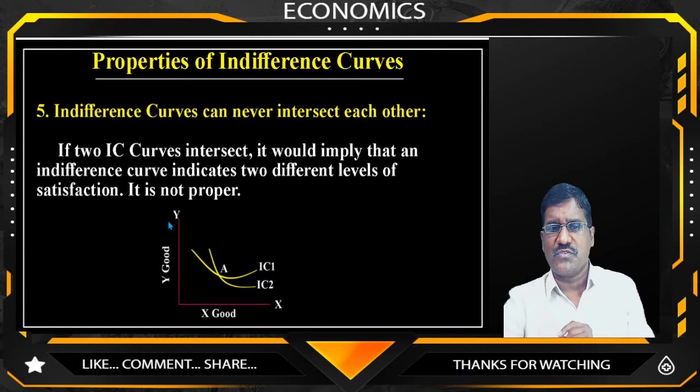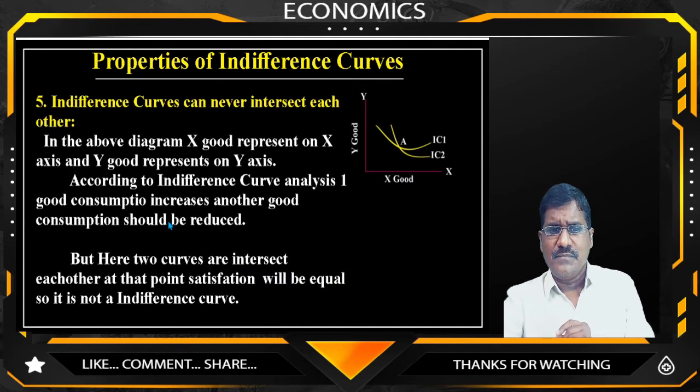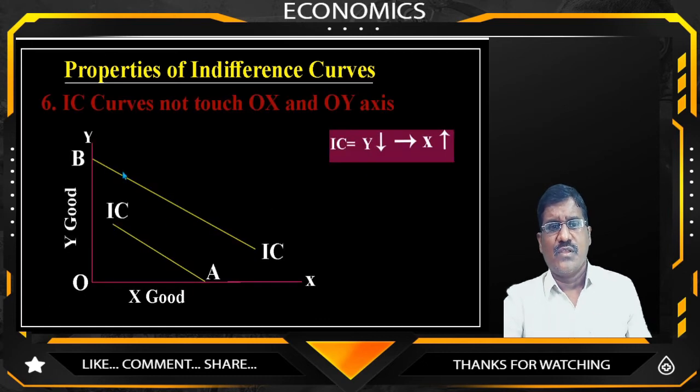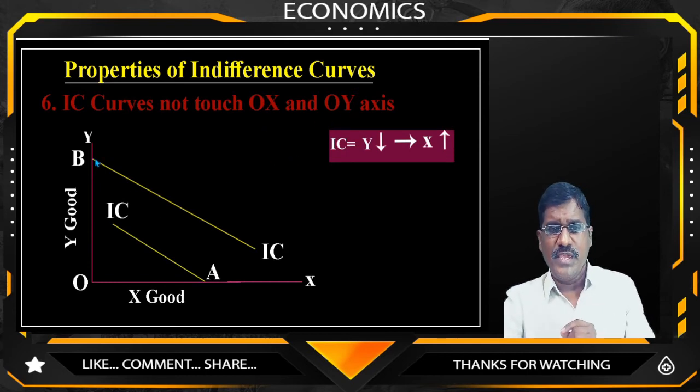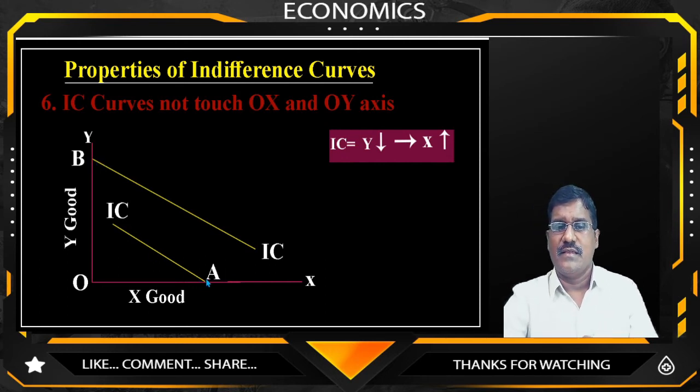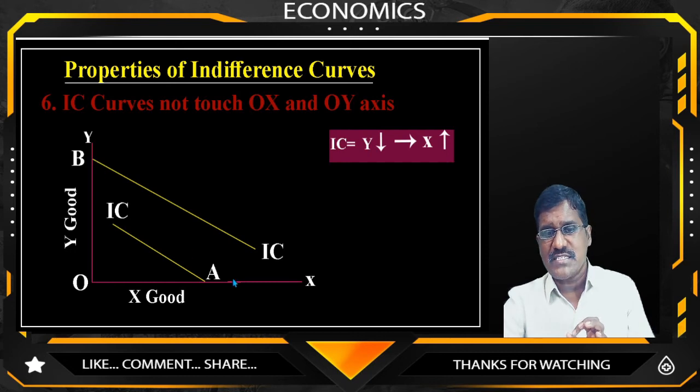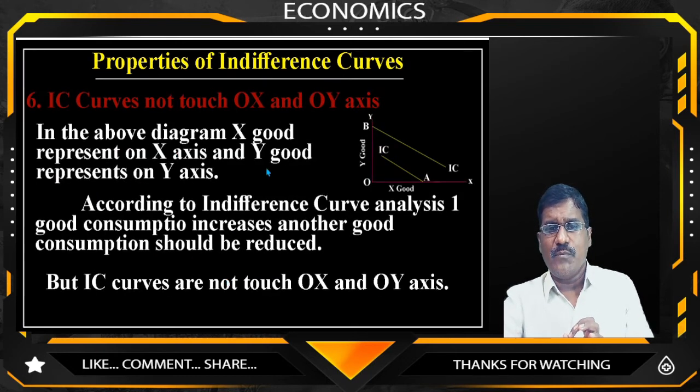Okay, this is the fifth one. Then sixth, IC curves do not touch the OX or OY axis. Here IC B touches the OY axis and IC A touches the OX axis, but IC curves never touch the Y axis and X axis. In the above diagram, X good is represented on the OX axis, Y good on the OY axis.